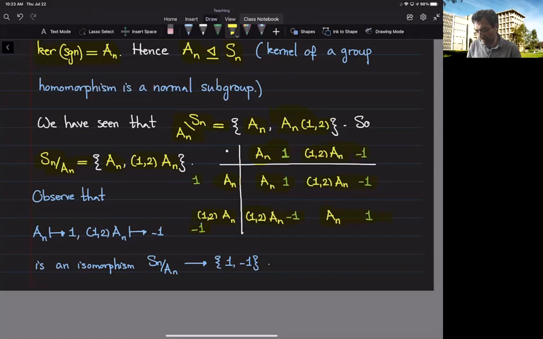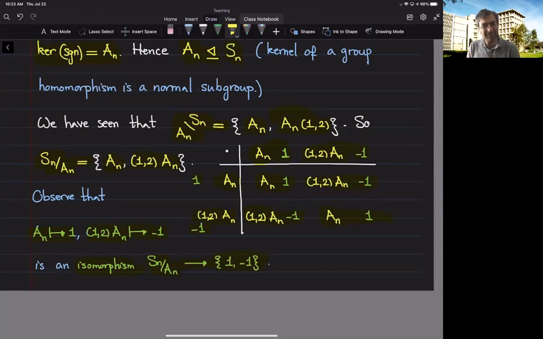That means what? That means sending A sub n to 1 and the coset that's represented by the transposition (1 2) to -1 is a group isomorphism from the factor group, from the quotient of S sub n by A sub n, to the codomain, to the group that contains 1 and -1.